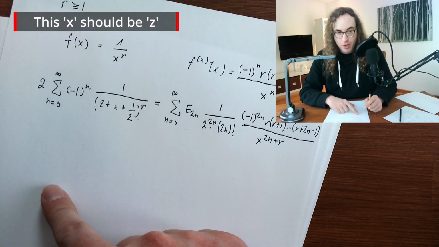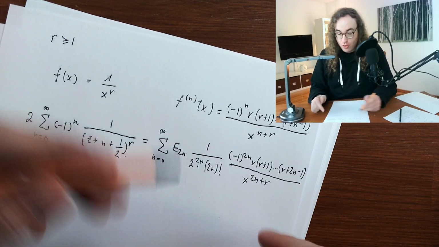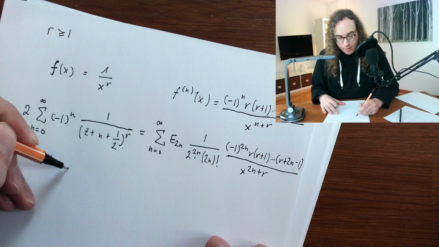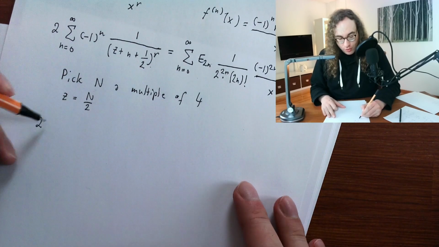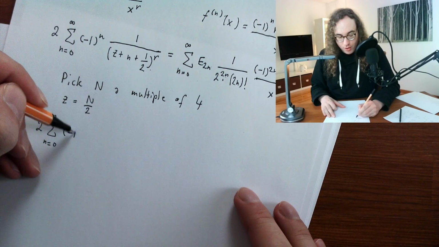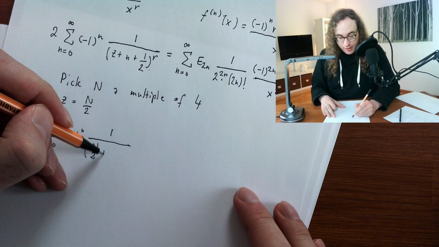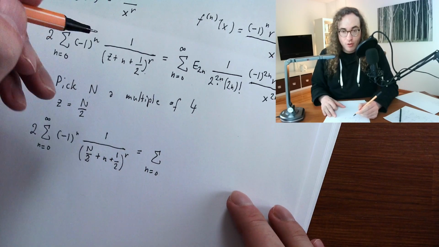I will just pretty much modify this in the same way. Because r can be 1, this is really just a generalization of the previous consideration. Pick capital N a multiple of 4. I choose z to be N half. So then I get 2 times the sum from lowercase n 0 to infinity minus 1 to the n, 1 divided by capital N divided by 2 plus lowercase n plus 1 half to the r. This is the same as the sum from 0 to infinity.